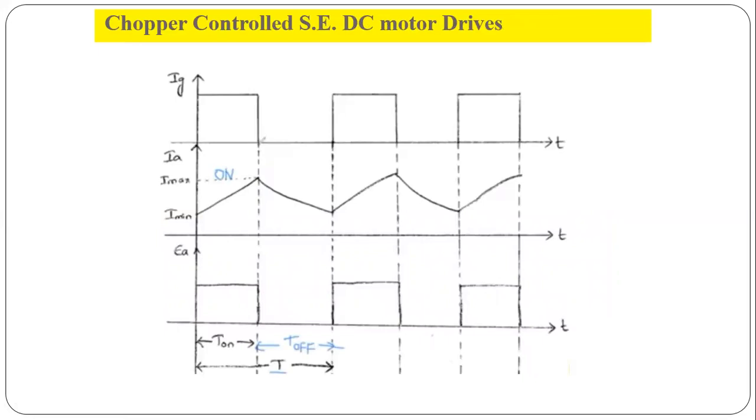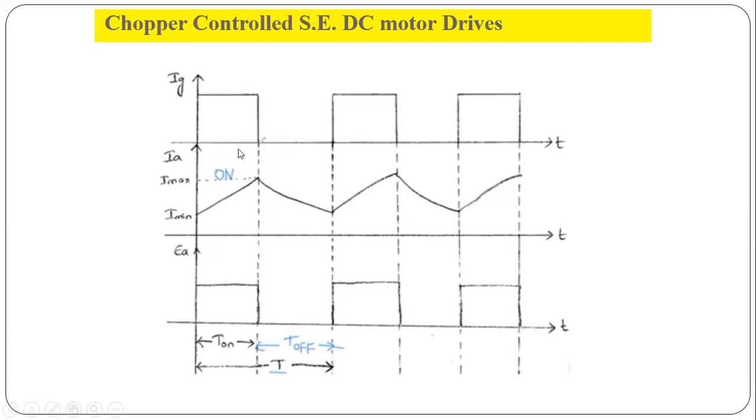So according to the circuit diagram, we have drawn here the waveform for the chopper controlled separately excited DC motor. In that drive you can see here the gate pulse. This is the gate current. We have provided the gate pulse to the chopper. This is the armature current IA and armature voltage EA, or we can say the output current and output voltage. When the gate pulse is provided from this point to this point, that means it is on time.